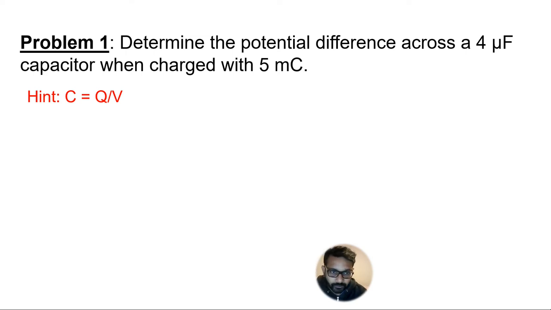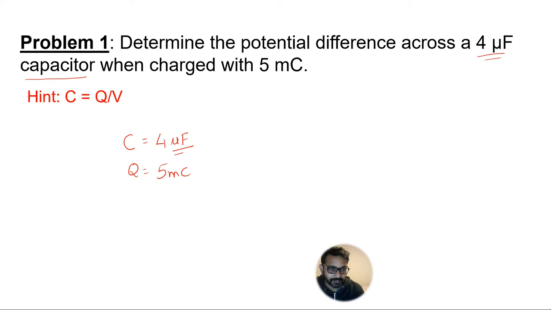Now, based on the formula which we have discussed, let's take an example. In the first problem, we have to determine the potential difference across a 4 microfarad capacitor. So the value of capacitance is given. Our capacitor can hold 4 microfarad, and it is charged with 5 millicoulombs, so the charge on the capacitor is given as 5 millicoulombs.